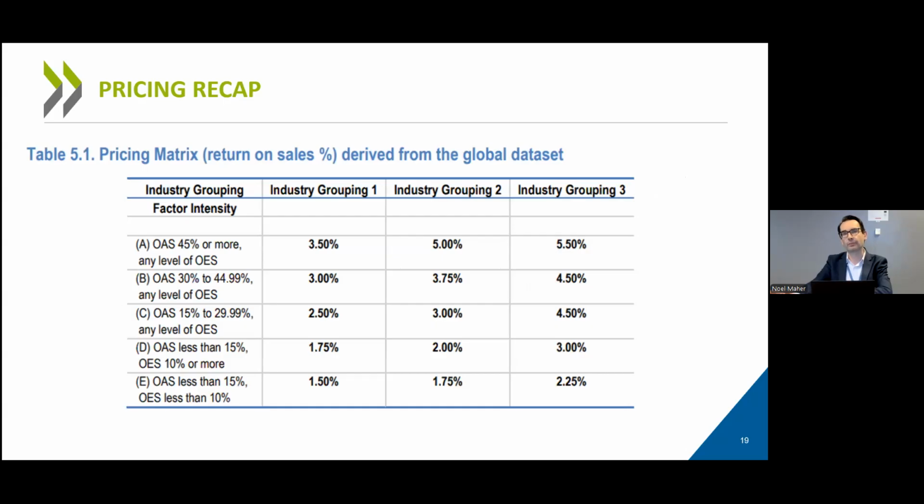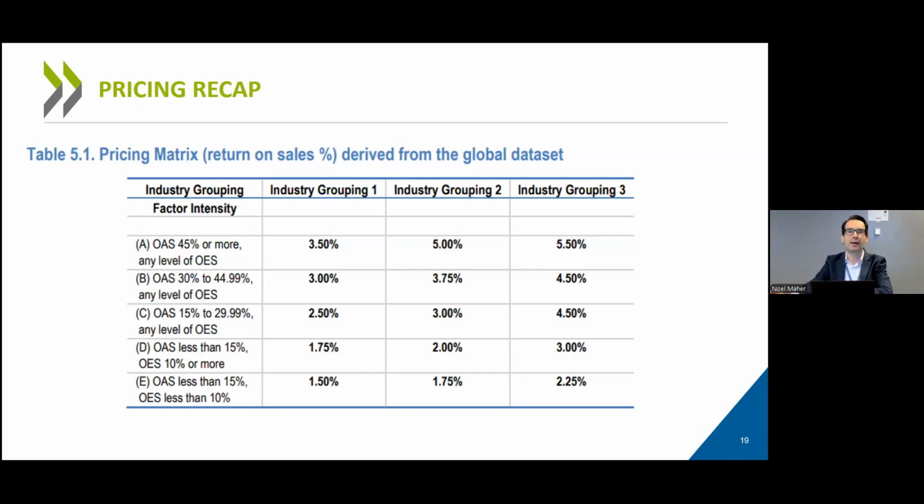So here is all of that, I guess, econometric analysis and the global data set data translated into a 15-cell pricing matrix. And what you can see is we have 3 industry groupings, 1, 2, and 3 across the horizontal dimension, and then a combination of what we refer to as OAS and OES levels across the vertical dimension. So effectively, it allows you to pinpoint a specific approximation or arm's length outcome for your tested party, meeting those specific profit-driving factors.